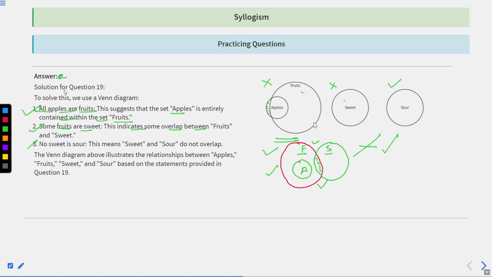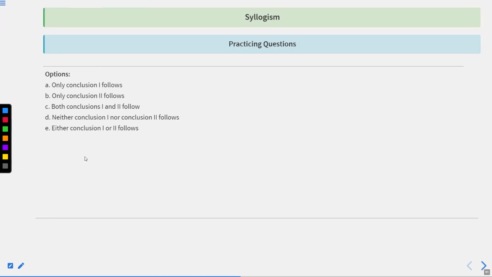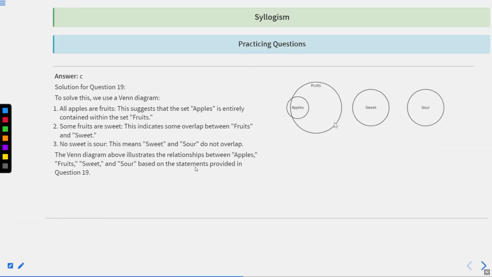Why? I have just given you the reason, and I suppose you will also be accepting the fact that since there has been no relation whatsoever between the apple and sweet, we cannot come to the conclusion. There is a possibility, again, I would like to say here, that some of the apples which are fruits can be sweet, but it is not 100% true. So we cannot conclude that the second statement is correct. But since the first statement is correct, only conclusion one shall follow.